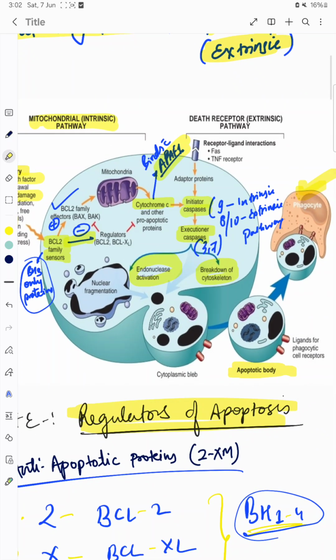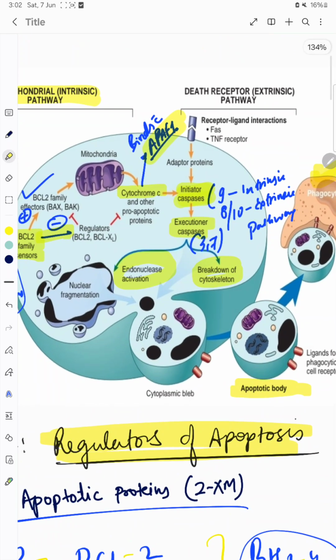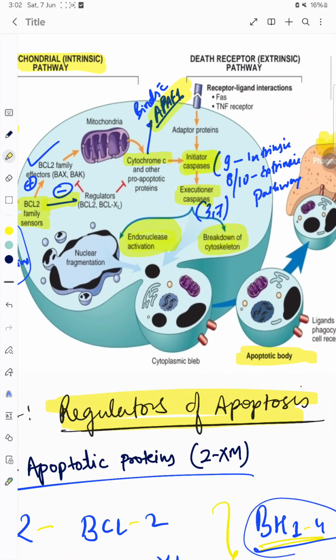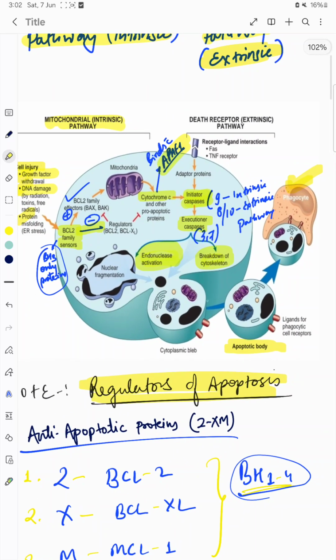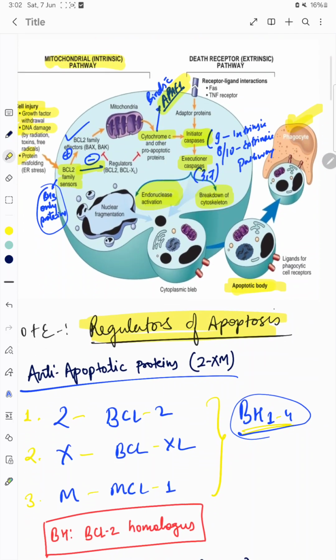In this diagrammatic representation, we can see the activation of initiator caspases, which then stimulate executioner caspases that activate endonucleases and some other proteases. Ultimately, apoptotic bodies are formed, which are phagocytosed by the macrophages.